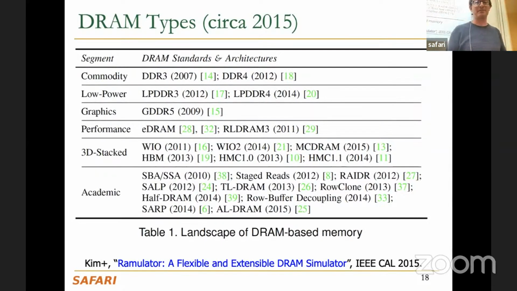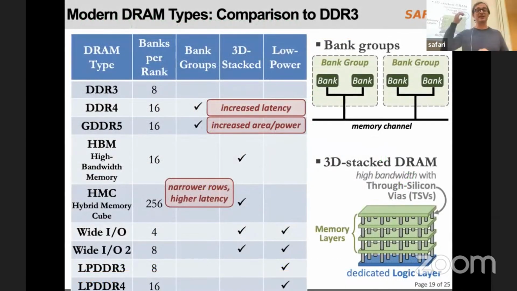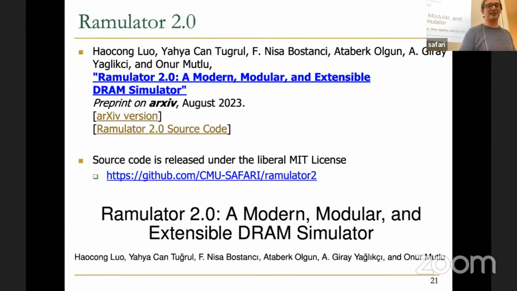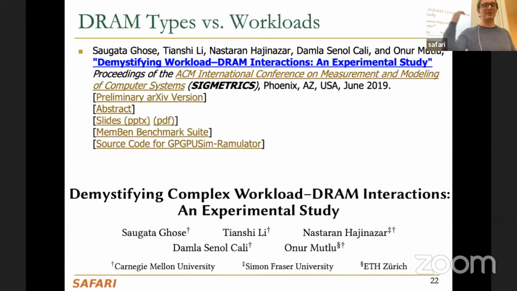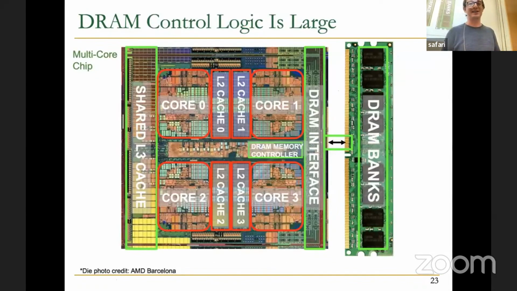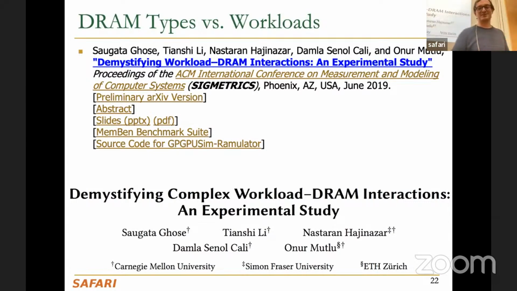This is from the original Ramulator paper. And we have also seen this picture, where we evaluated many different types of memory and their interactions with workloads. So you're already familiar with this. You're already familiar with the new version of Ramulator, and you're already familiar with the study that we have discussed in the past. Now, let me give you some examples of DRAM control logic.